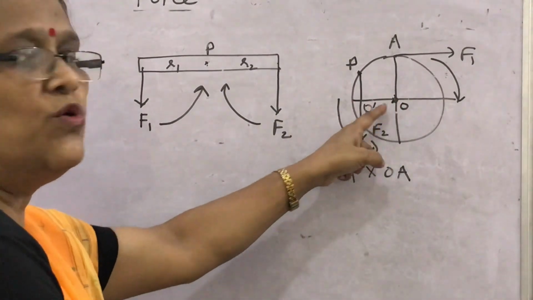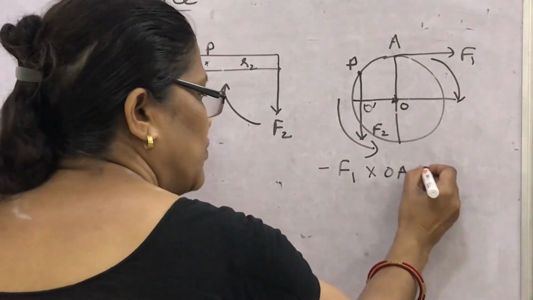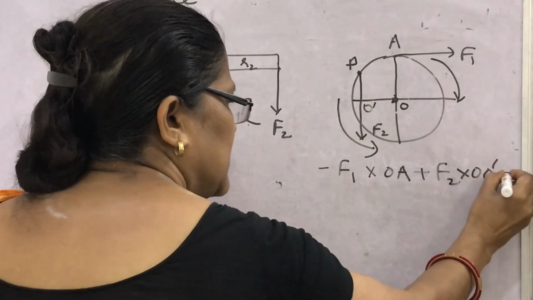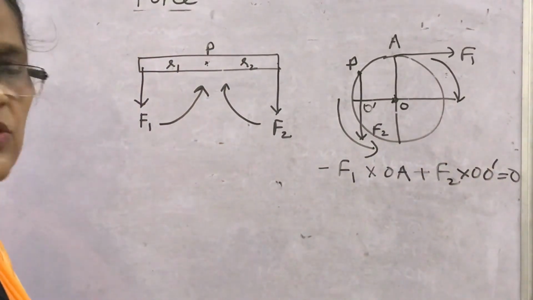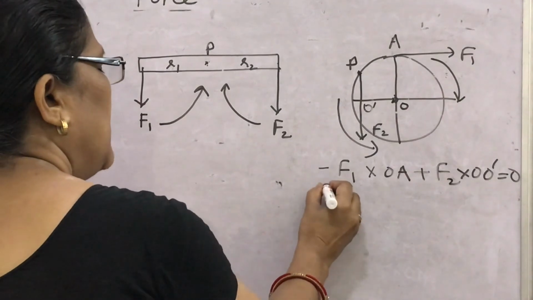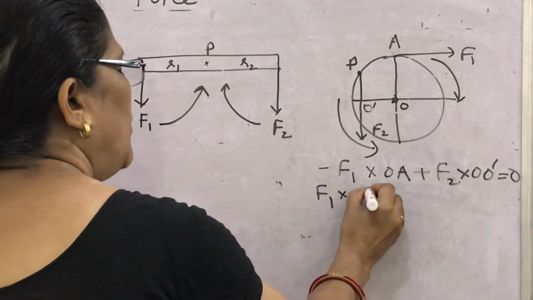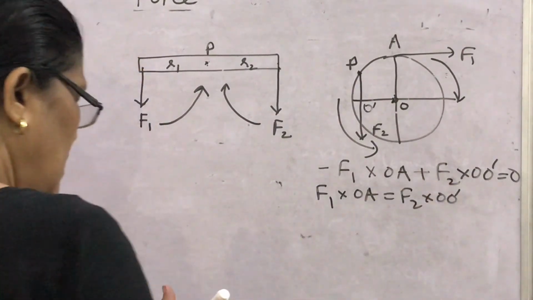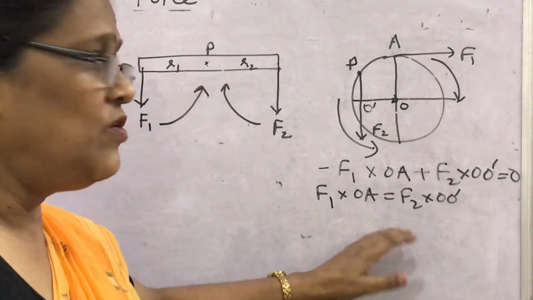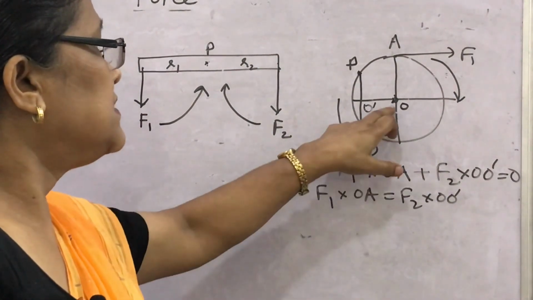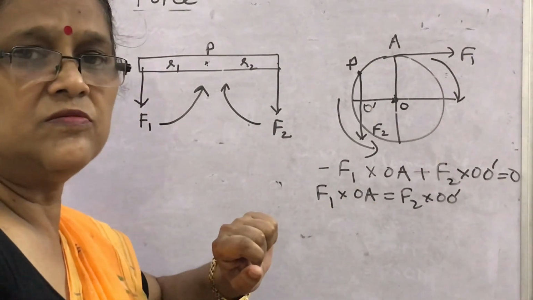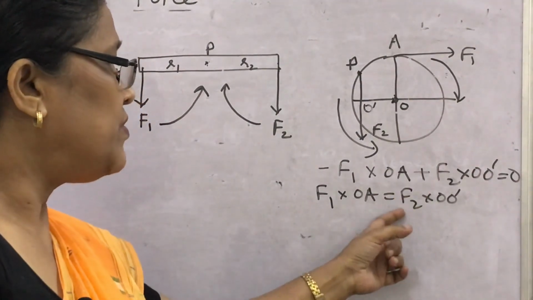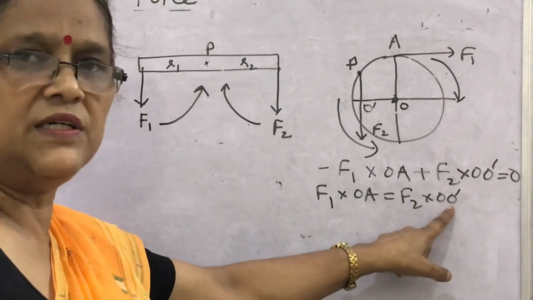So look here, this is O dash. Then what will you write? This will be plus F2 into O dash. This must be 0. You can write that F1 into OA equals F2 into O dash. When will it be the same? Look here, OA is greater than O dash. This product is to remain the same. Therefore, F2 will be larger because O dash is lesser.